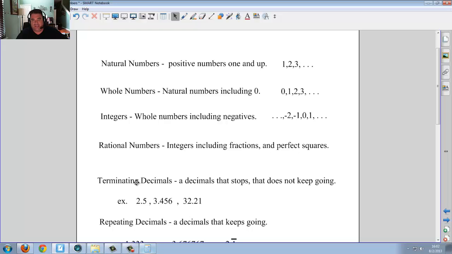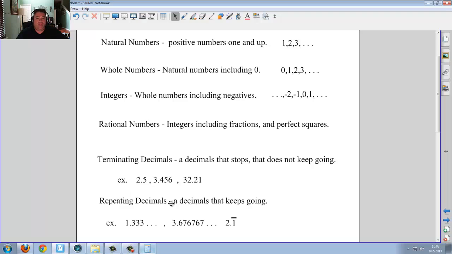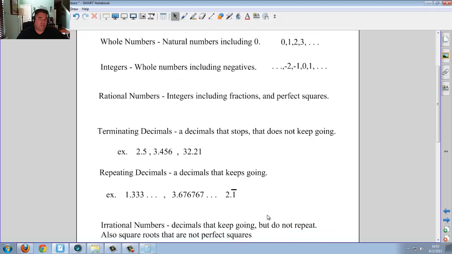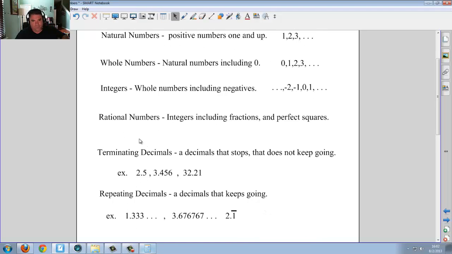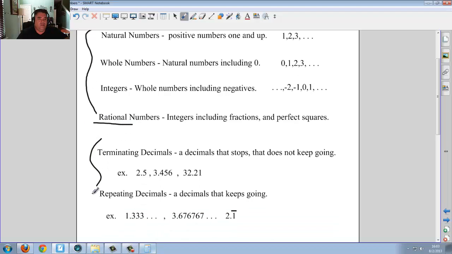But when they break down decimals, there are two types of decimal. Terminating decimals are decimals that stop, like 2.5 and that's it, or 3.456 and that's it. They don't keep going. Or you have repeating decimals, decimals that keep going but in a certain pattern. 1.33333333, 3.67676767, and here 2.11111111. Now all these are under the tent of rational numbers. So I should explain that rational numbers include all these and all these.